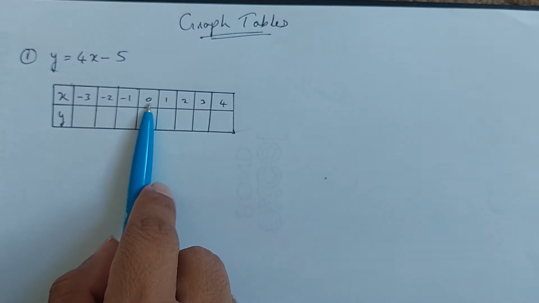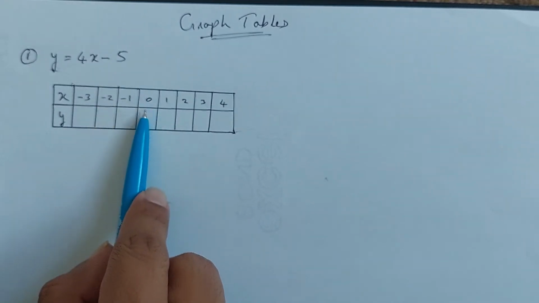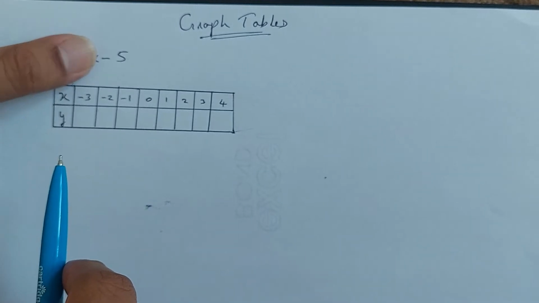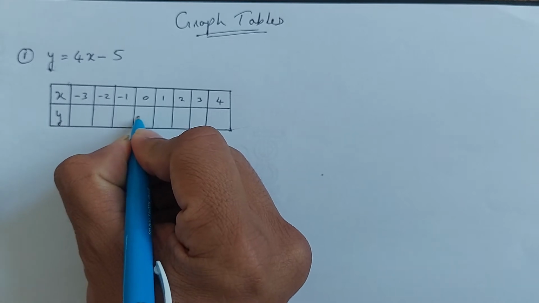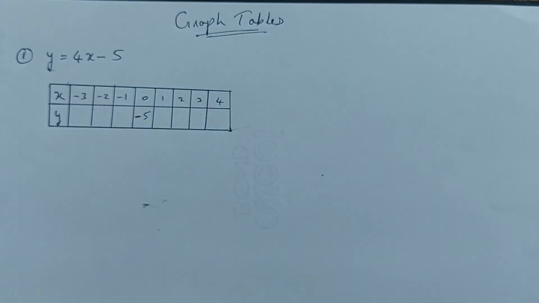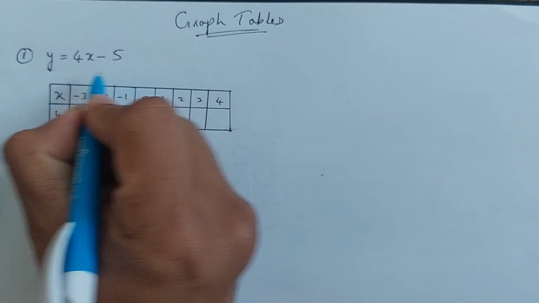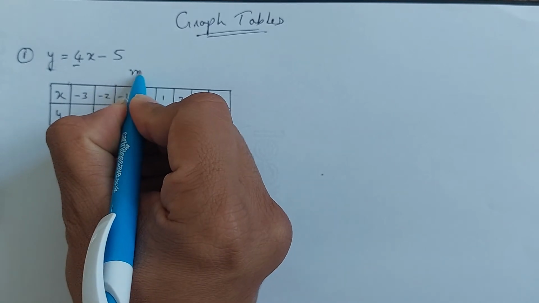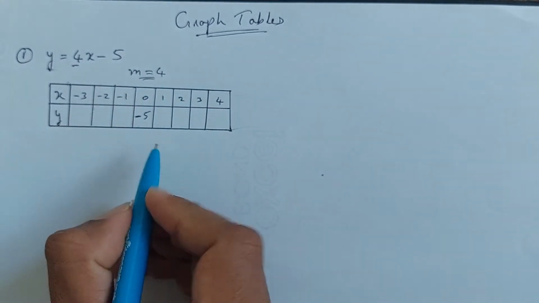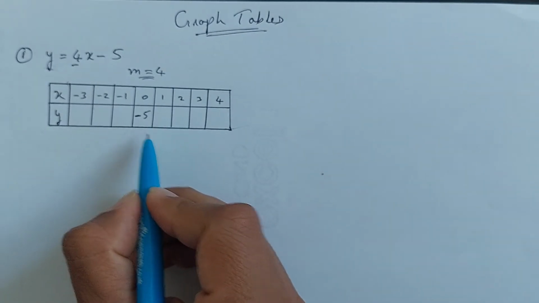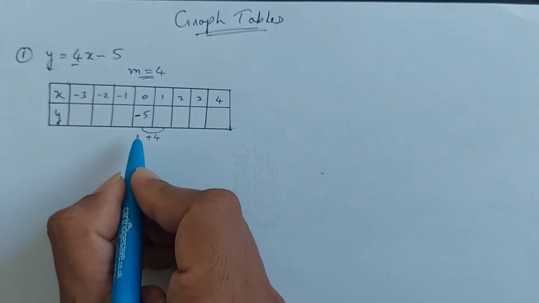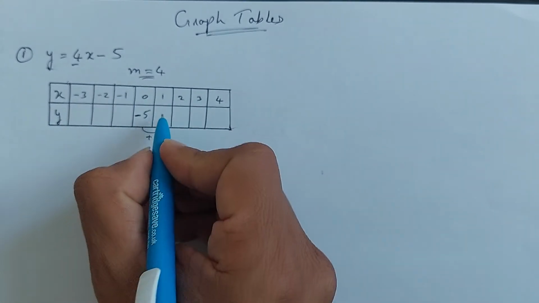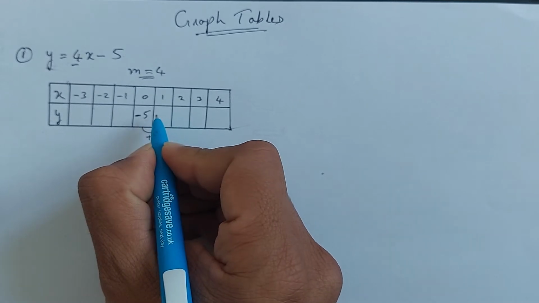So the y-intercept will be -5 at 0. So -5 is the y-intercept. Now, what is the gradient? The gradient of this line is 4. Gradient stands for m, which is 4. Now, as we go towards the positive side, we add the gradient. If it's a plus gradient, we add it. If it's a minus gradient, we take away. So -5 plus 4 is -1.